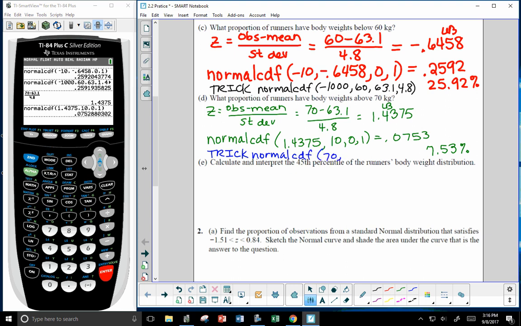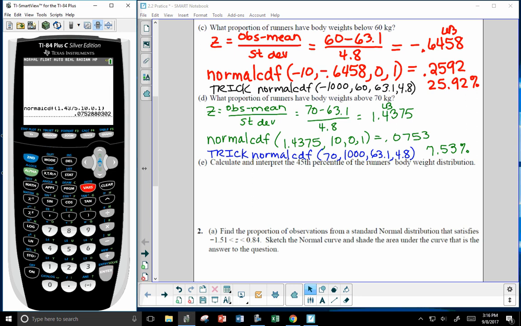Okay, part E, calculate and interpret the 45th percentile of the runner's body weight distribution. So now we have the 45th percentile. Percentile means that's the area, that's the percentage, the area under the curve that's below whatever score we're talking about. So they want us to calculate and interpret that score. So we want to do inverse norm. And we actually want to do it of 0.45.